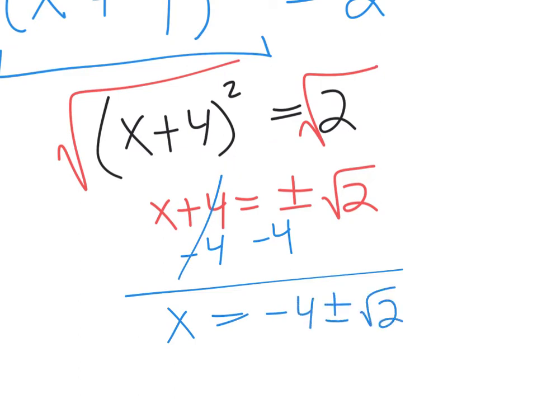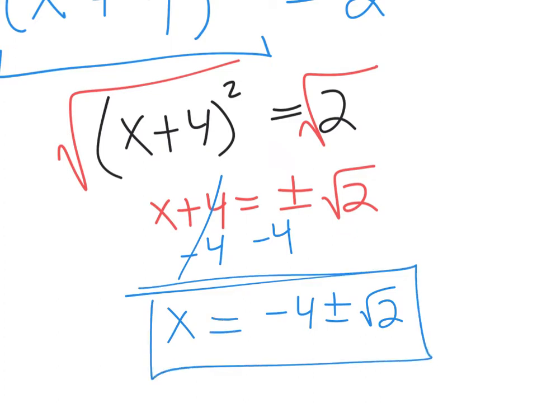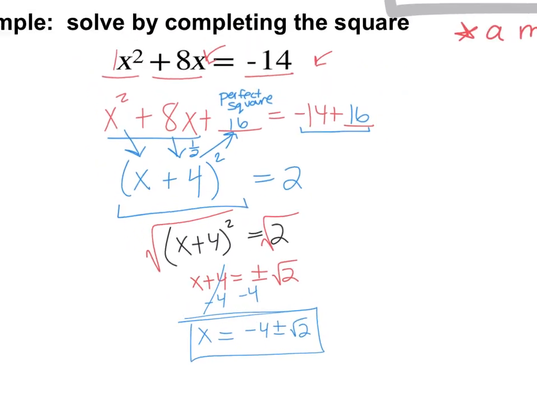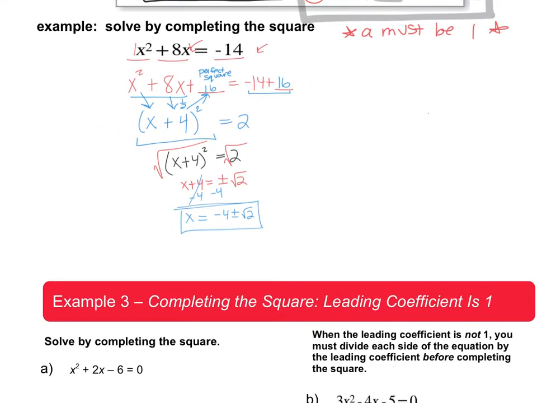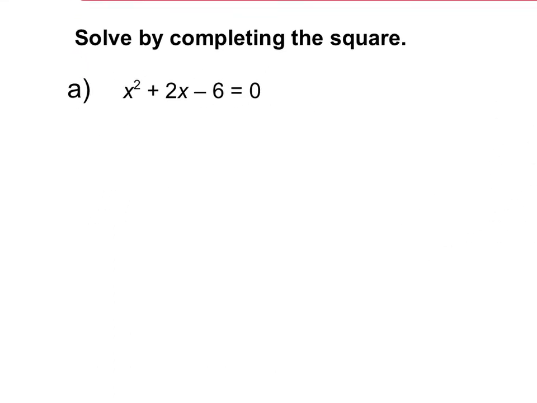And for these, you can leave that as your answer. You don't have to give rounded decimal answers. But like I said before, if we were graphing or anything like that, that's when we would want to get those decimal answers. So there is a review of completing the square. Now let's take a look at another example.